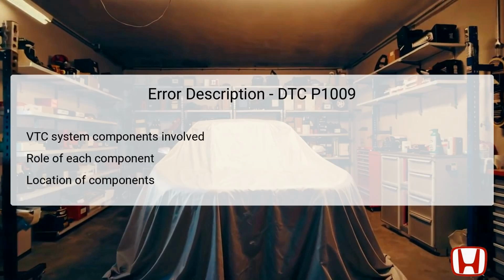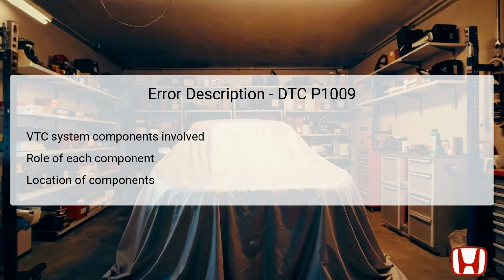The VTC system in the Honda Civic is crucial for achieving optimal engine performance by adjusting the timing of the camshaft. The main components involved include the VTC actuator, which adjusts the camshaft position, and the VTC oil control solenoid valve, which regulates the oil flow to the actuator.